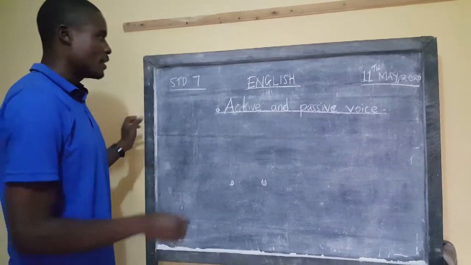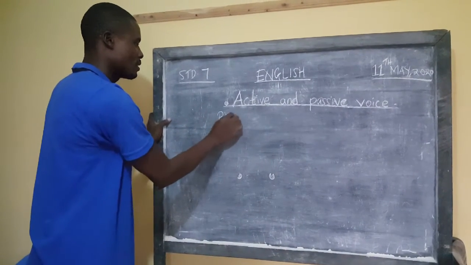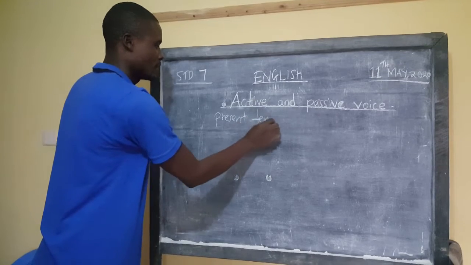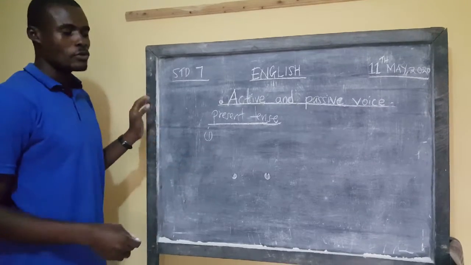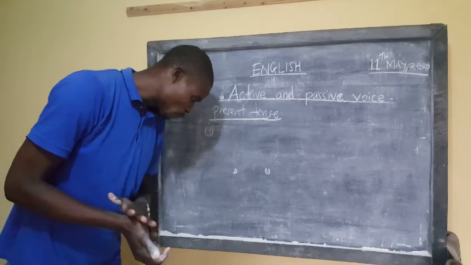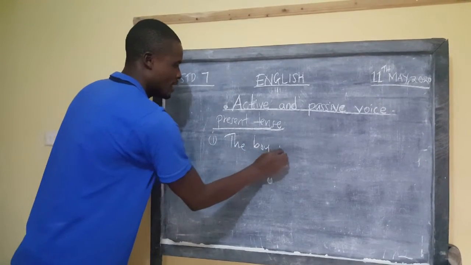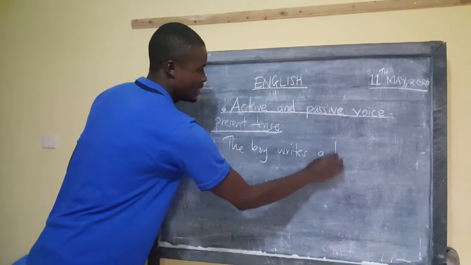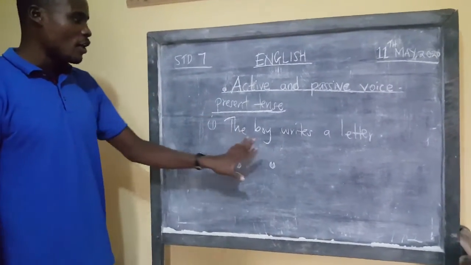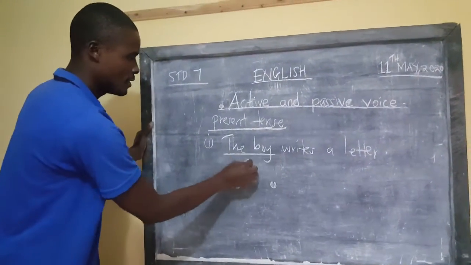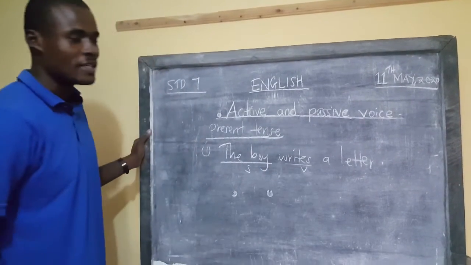So active and passive voice goes with the tense. We're going to begin with the present tense. And under the present tense, we can give two or three examples. Number one, we have: the boy writes a letter. The subject in this sentence is the boy. This is our subject. Writes is a verb, the action that is being done.